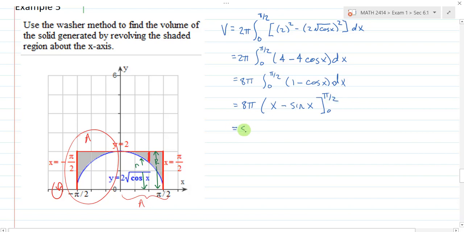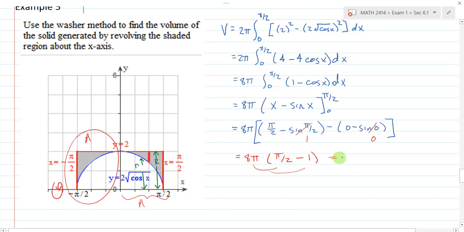So we're going to plug in our bounds. And that's going to give us 8 pi times pi over 2 minus sine pi over 2, minus 0 minus sine 0. So sine pi over 2 is 1, sine 0 is 0, and that's going to give us 8 pi times pi over 2 minus 1. If we were to distribute that 8 pi across, that would give us 4 pi squared minus 8 pi, and that would be your final answer.